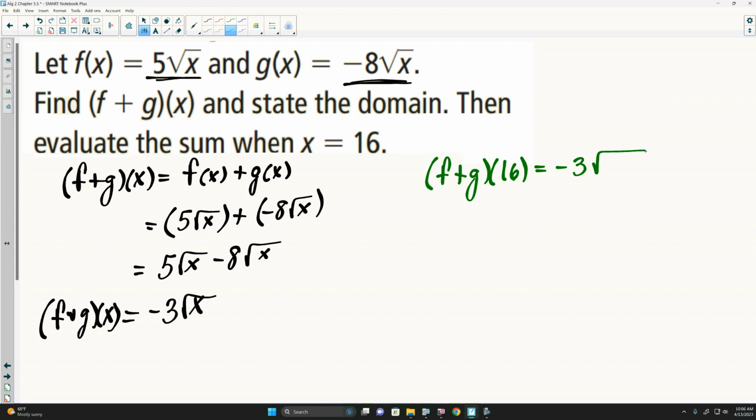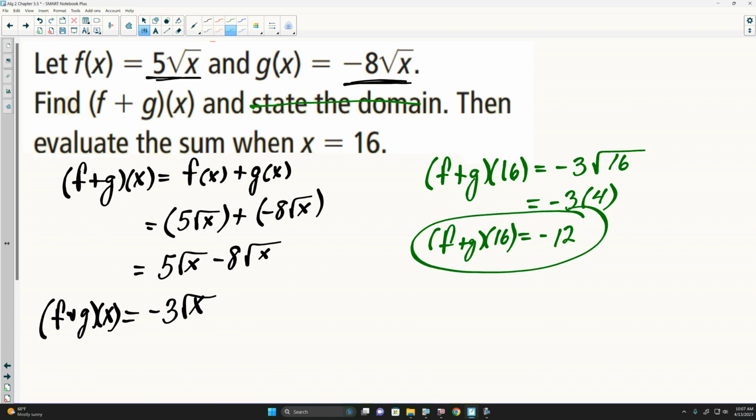Now that we've found out what f plus g of x is, don't care about the domain, we want to evaluate the sum when x is 16. Or see what f plus g of 16 is. And all that means is in our negative 3 square root of x, we're replacing x with 16. And the square root of 16 is 4. Negative 3 times 4 is negative 12, telling us that f plus g of 16 is negative 12. And that's it.